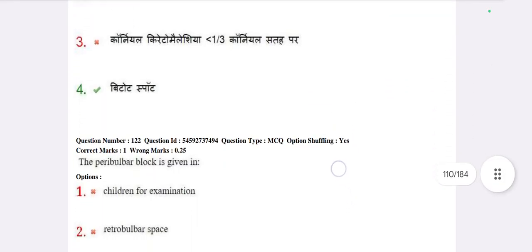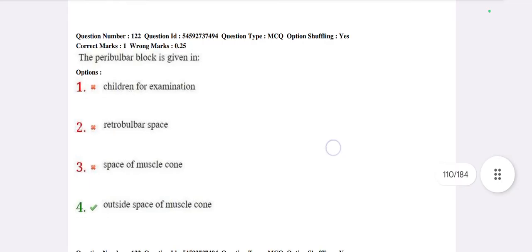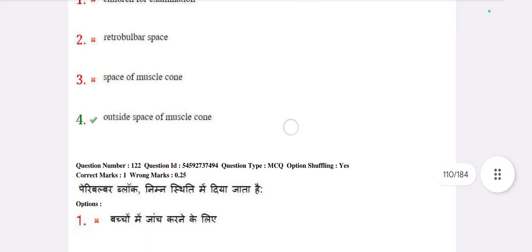Next question is, the peribulbar block is given in first, children for examination, second, retrobulbar space, third, space of muscle cone, fourth, outside space of muscle cone. Correct answer is outside space of muscle cone.